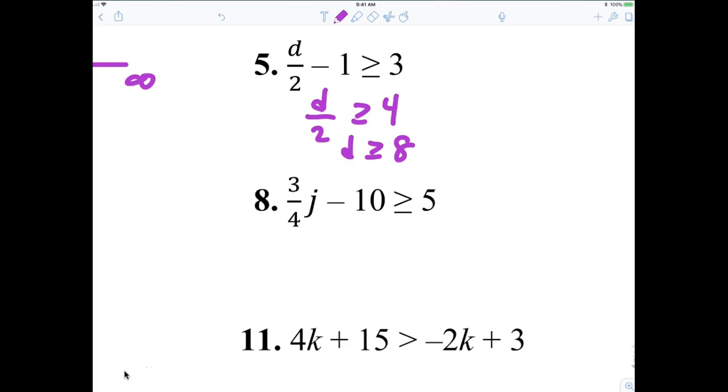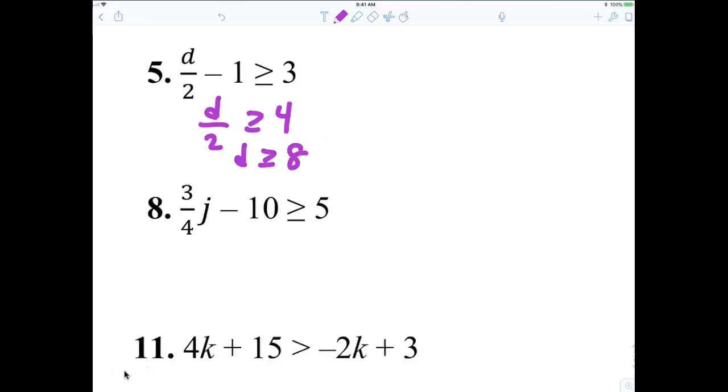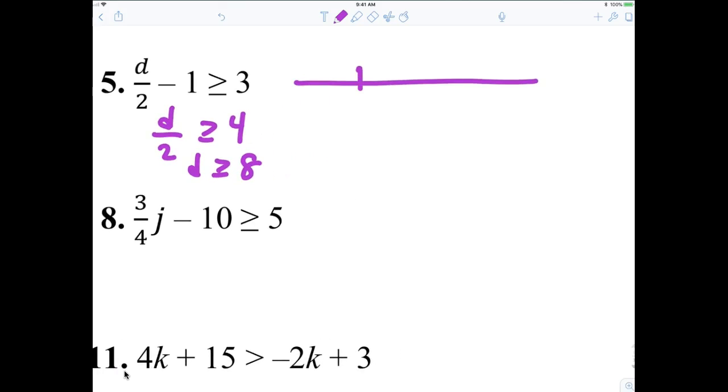Come on. When you multiply or divide by a negative, you change the sign. All right? So now think about it on the number line real quick. Negative 8 and 8, greater than or equal to, solid dot, going to the right. Anybody have any questions or concerns? Now what? I'm starting at what number? 8, and I'm heading out to infinity. That's the answer that I want you to be able to say. It's really not hard. Really not that bad.